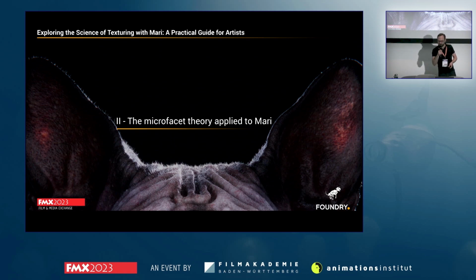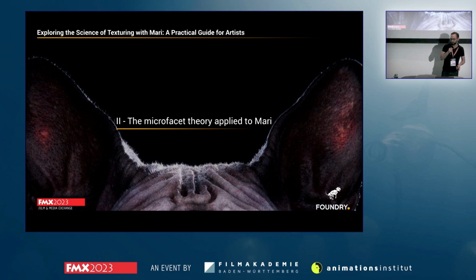So we spoke a little bit about how to see the node graph and what's happening inside of a node. But now we'll speak a bit more about the actual science of texturing and how we can use that to understand how to sculpt a model or how to paint a model using the surface. Here we'll speak about the microfacet theory, which sounds kind of complicated, but at the same time is super easy to understand.